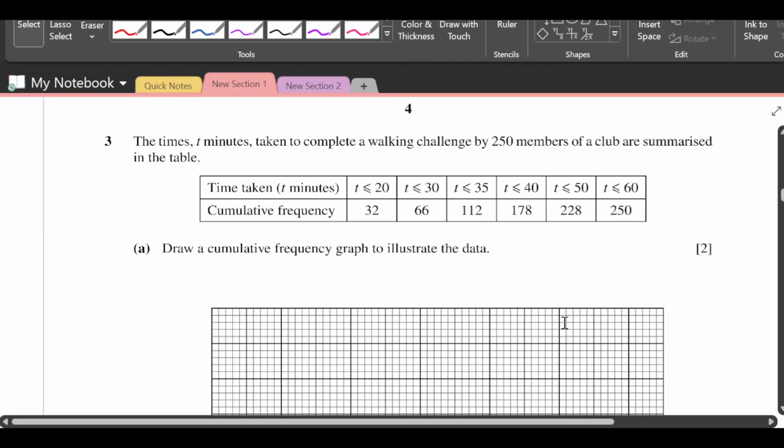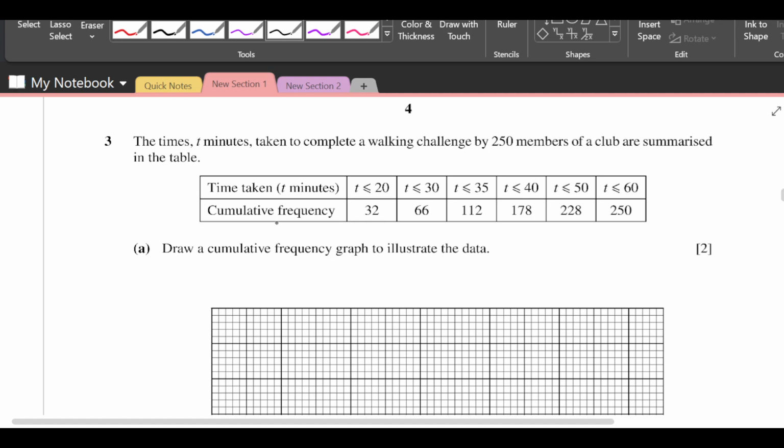Now question number 3. The time T minutes taken to complete a walking challenge by 250 members of the club are summarized in the table. Draw the cumulative frequency graph to illustrate the data. Okay, so cumulative frequency. Here the cumulative frequency is given. Last is 250.